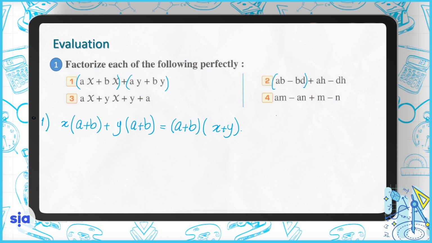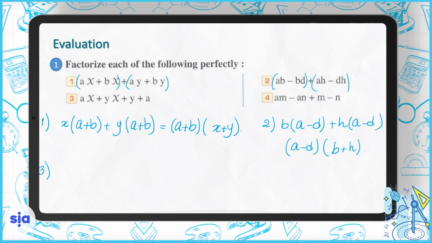If you group the first two together, the common factor is b, and what's left inside the bracket is a minus d. And then the second group, the common factor is h, and then what's left is a minus d. The common bracket here is a minus d, and then we multiply by the singles, the b plus h.